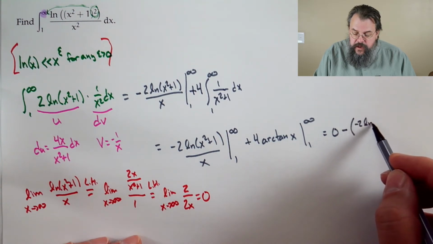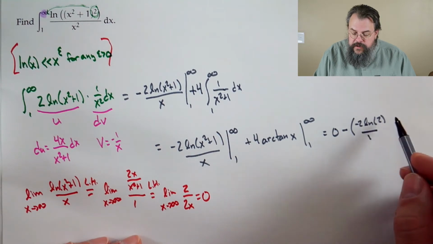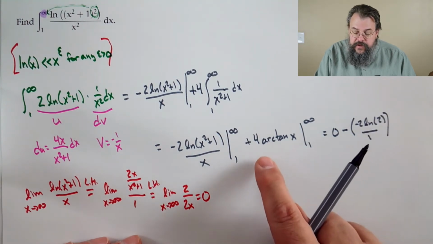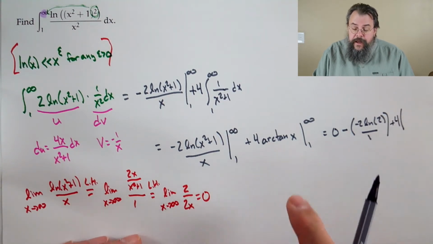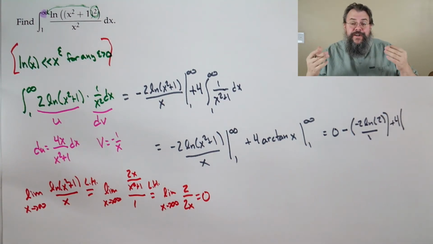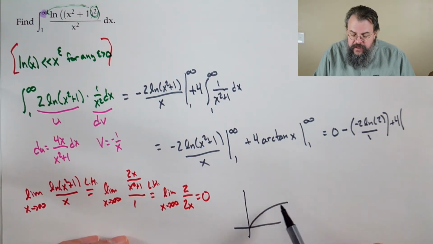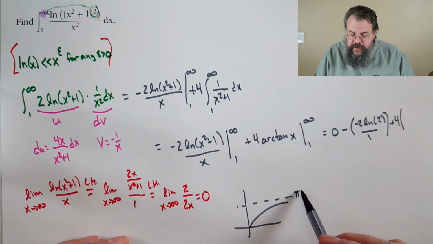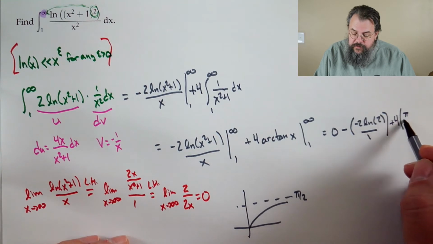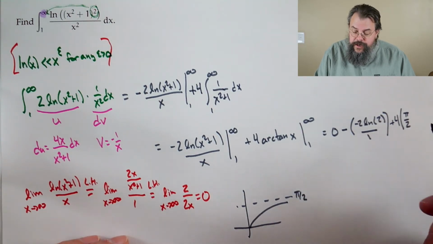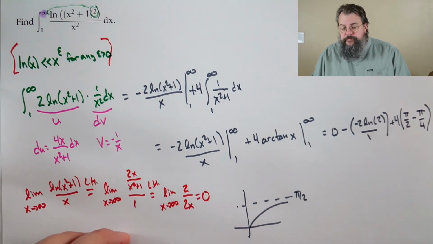Minus 2 log of 2, that's 1 squared plus 1 is 2, over 1. Okay, then we have to do this part, plus 4. As we go to infinity, what happens to arctangent? Well, arctangent has an asymptote of pi over 2, so that's going to be pi over 2. Subtract arctangent of 1. Well, arctangent of 1 is pi over 4.